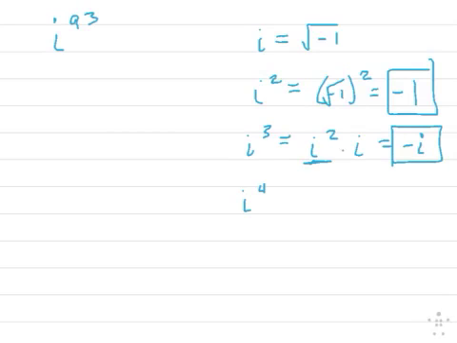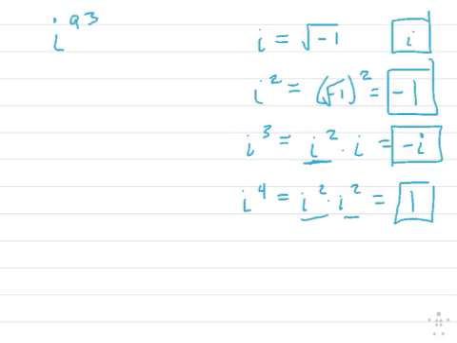And what's i to the fourth? Well, that's i squared times i squared, which is -1 times -1, which is +1. So here's your modular sequence that's going on. It goes i, -1, -i, 1. i to the fifth then would become i, i to the sixth would become -1, etc.